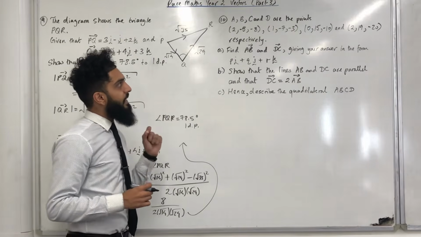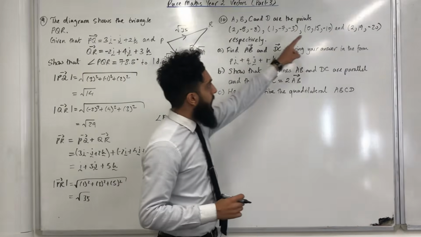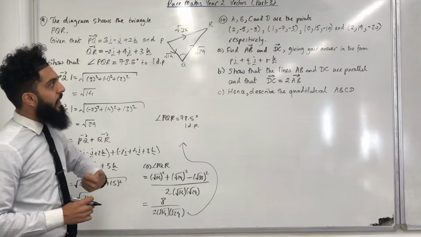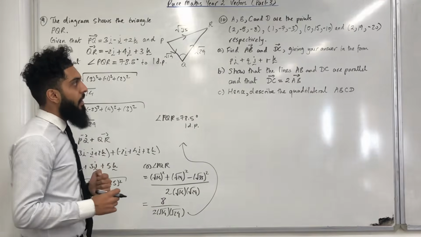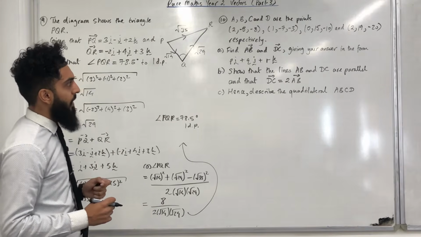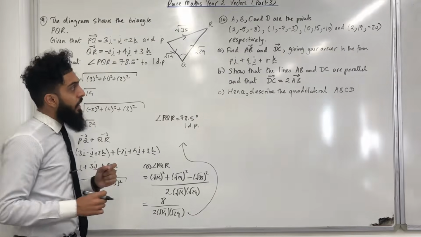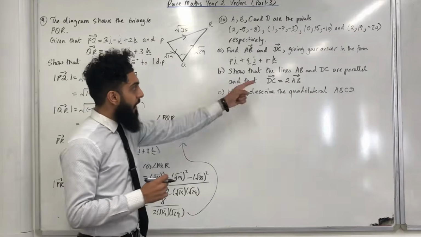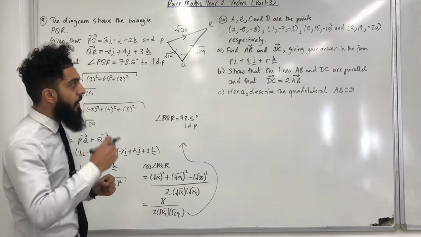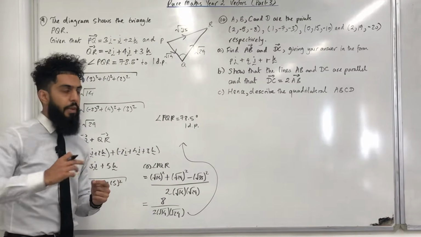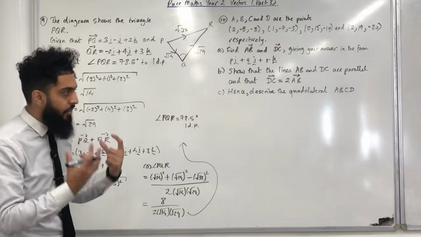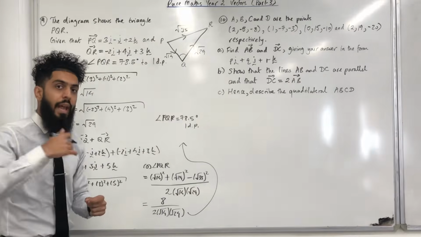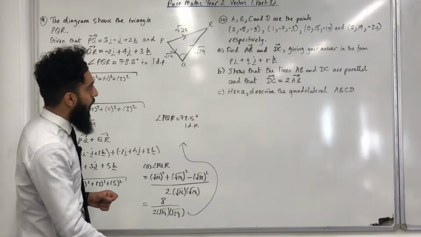A, B, C, and D are the points given over here, respectively. Part a: find the vector AB and the vector DC, giving your answer in the form pi plus qj plus rk. Part b: show that the lines AB and DC are parallel, and that the vector DC is equal to 2 multiplied by the vector AB. Part c: hence, so you have to refer back to your answer in part b, describe the quadrilateral ABCD. So let's start off with part a.